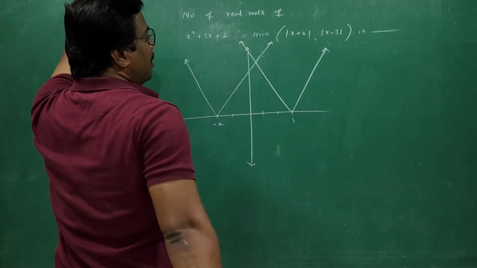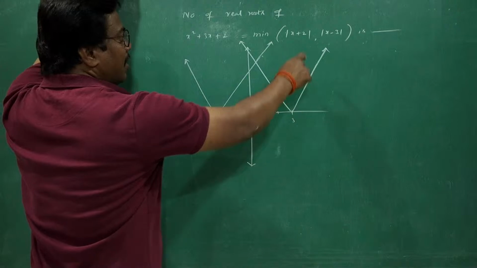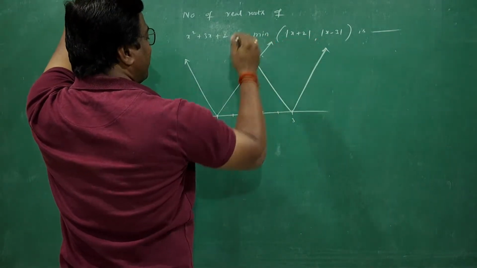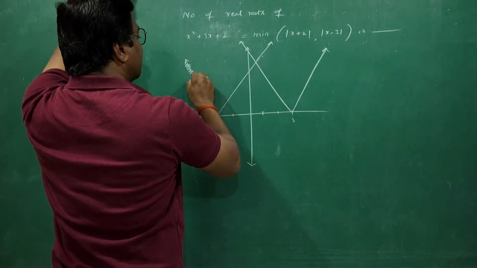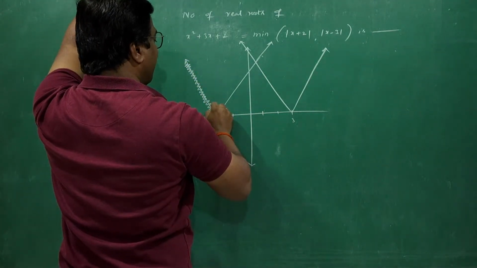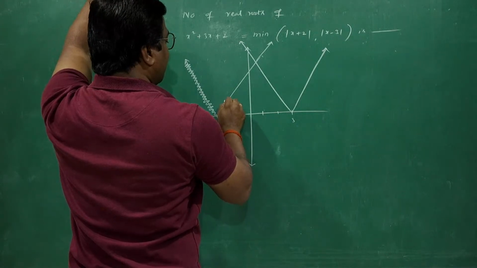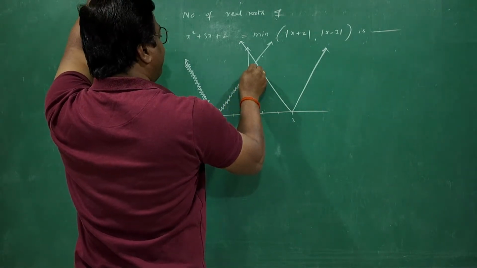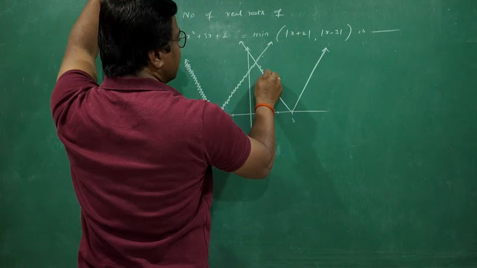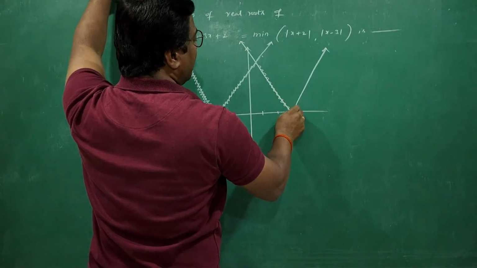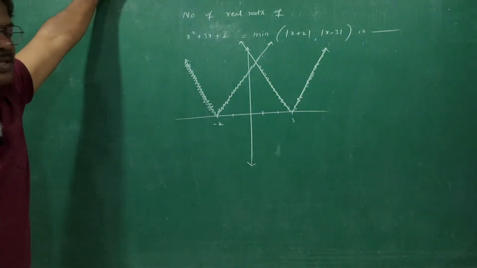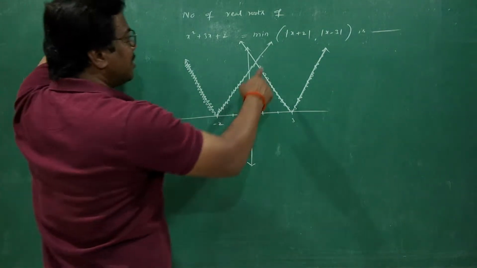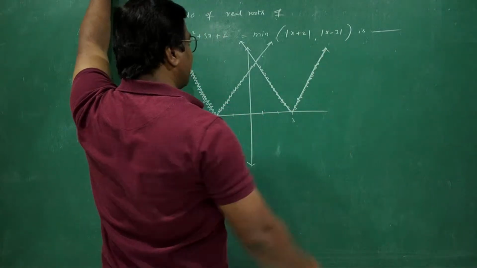And here you have to select only the minimum graph. So the minimum of these two graphs is this portion, and here this one is the minimum, and compared to these two, this is the minimum, and then this one. This shaded portion indicates the minimum of the mod x plus 2 and mod x minus 3 graphs.